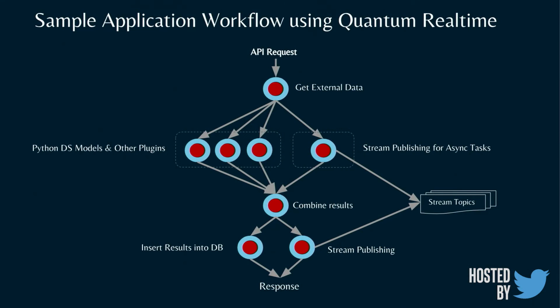I'll talk a little bit more about those asynchronous tasks and how we came about them, but one of the important things that enables that functionality is that we also have stream capabilities, where there are certain generic plugins available within quantum real-time which allow one to publish data or events to a certain set of streams, like Kafka streams.